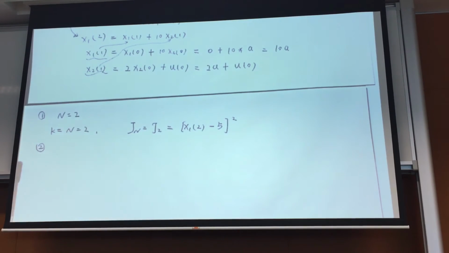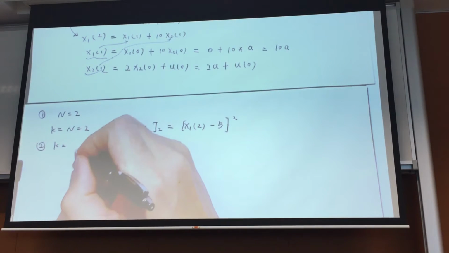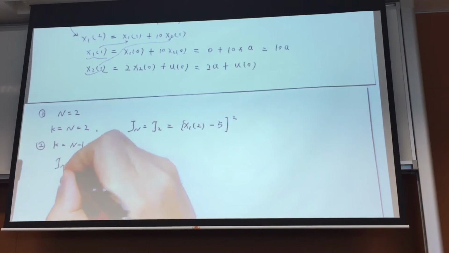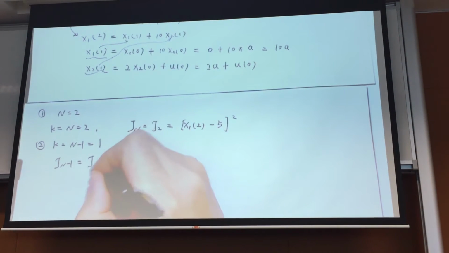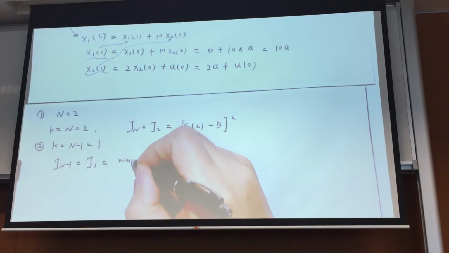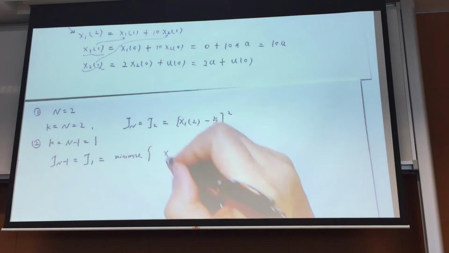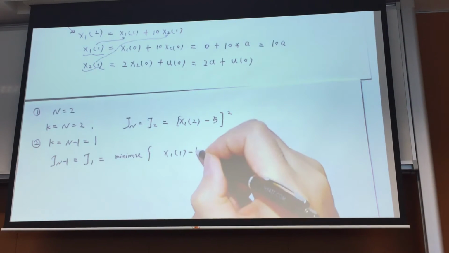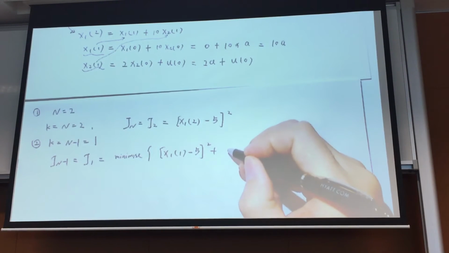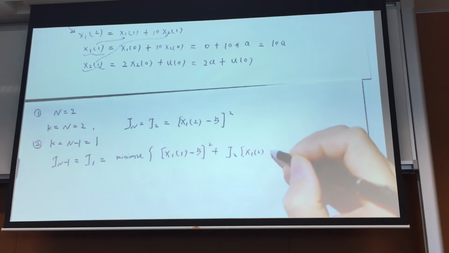So these are the final state. And secondly, we do the reverse. We do this backwards. For k equal to n minus 1 equal to 1, we have J_{n-1} equal to J_1. So this is given by (x_1^1 - 5)^2 plus this J_2, x_1^2.